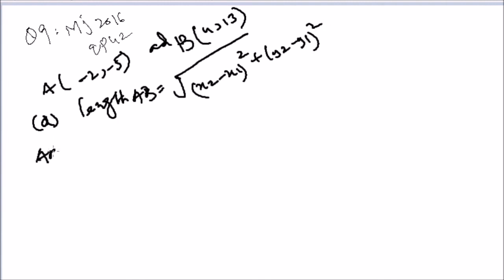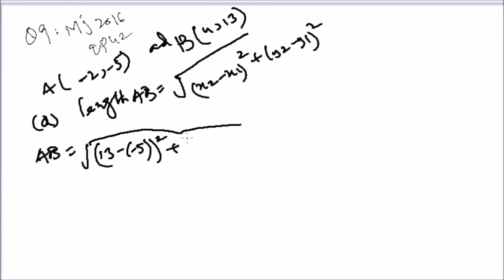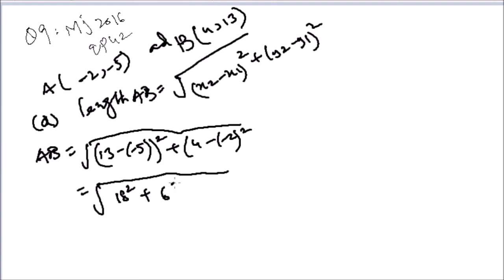So the AB length, putting the points in the formula, is 13 minus 5 whole square and plus 4 minus 2 whole square. So I got 13 plus 5, which is 18 square, and I got 4 plus 2, which is 6 square.